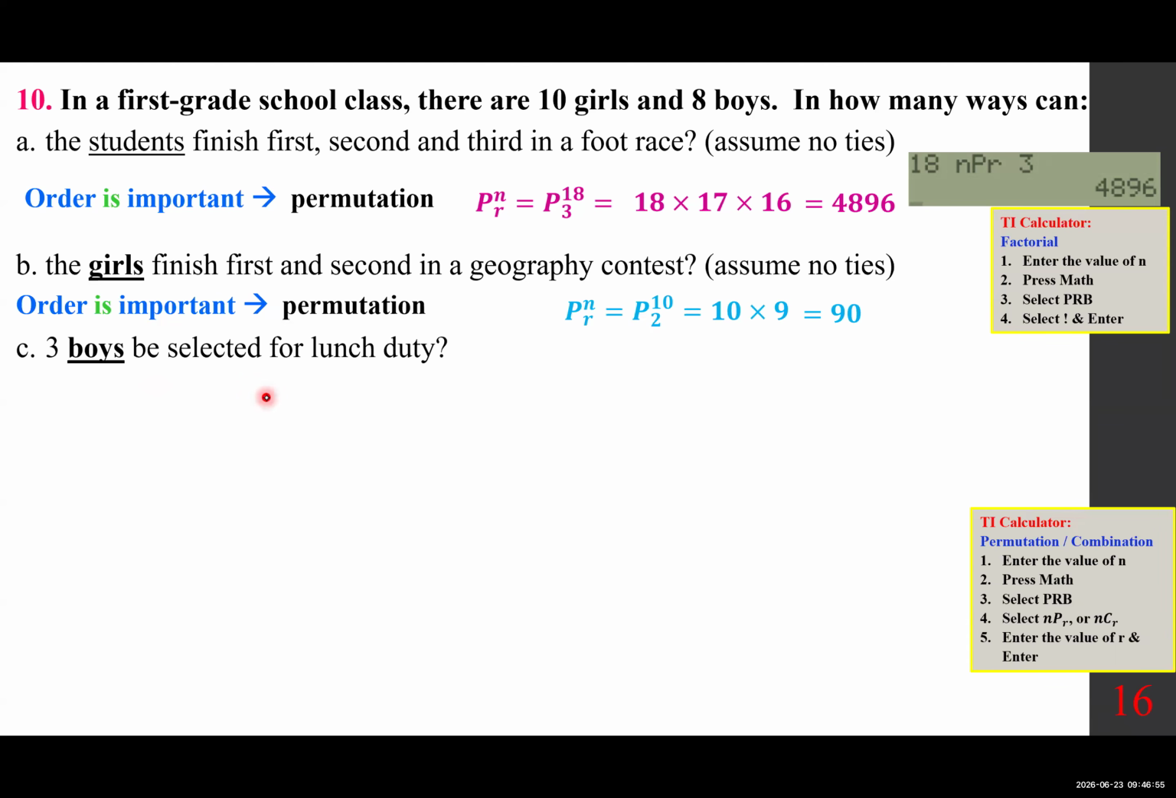Three boys selected for lunch duty. First of all, it's a combination because order is not important. Secondly, boys, so n is 8. And how many of them do we need? 3. Combination of 8 choose 3. 8 factorial over 3 factorial times 5 factorial. You do the math, you get 56.